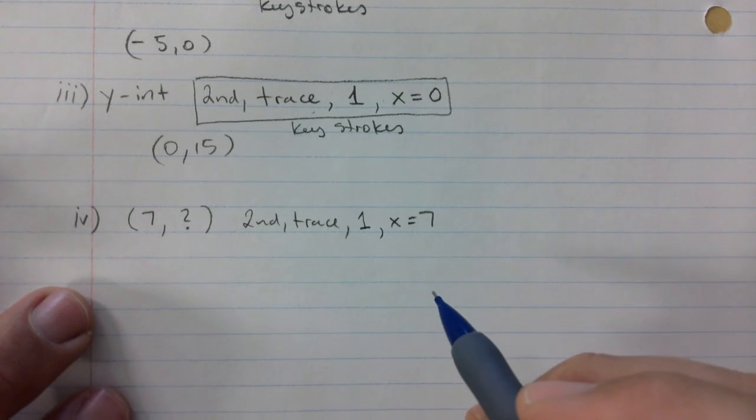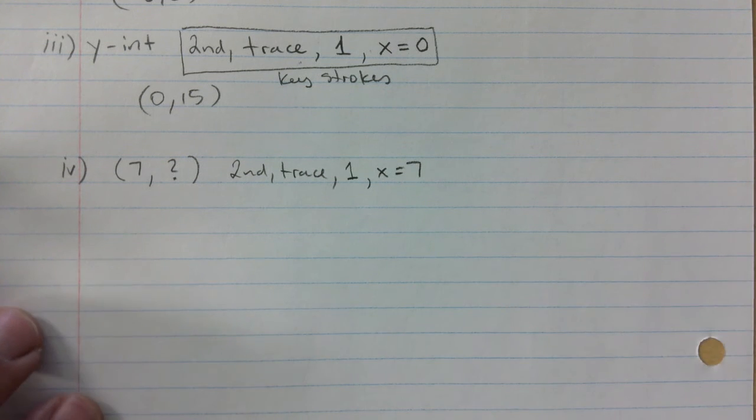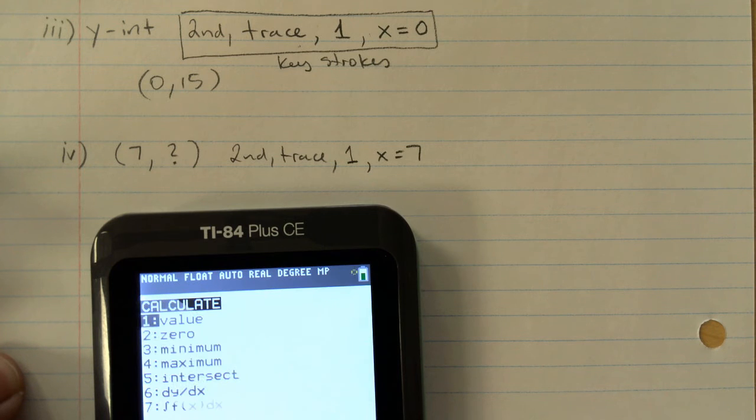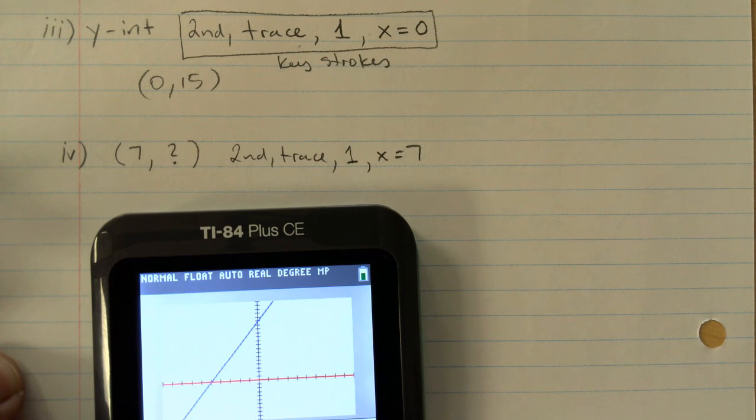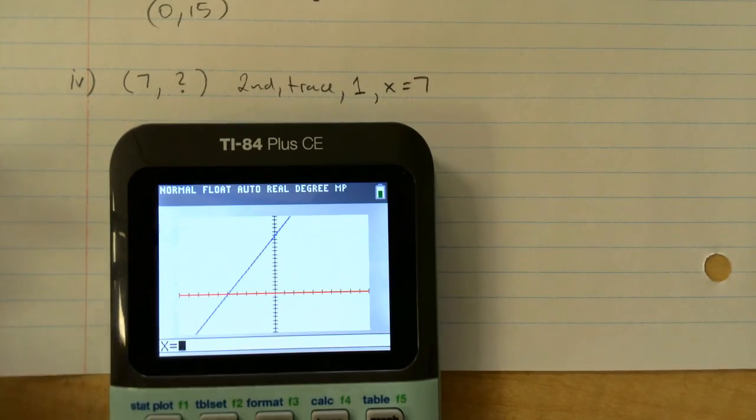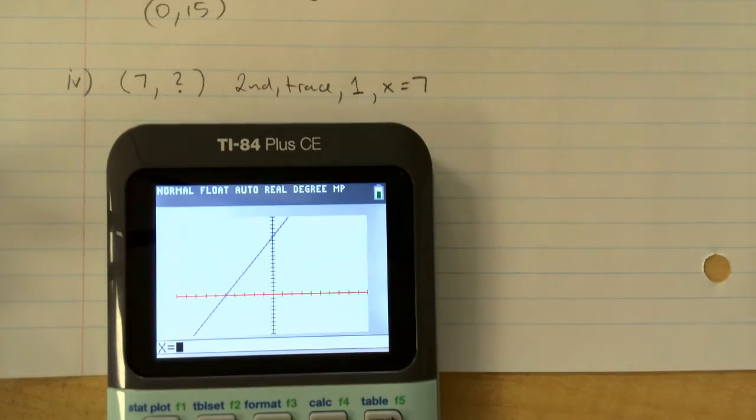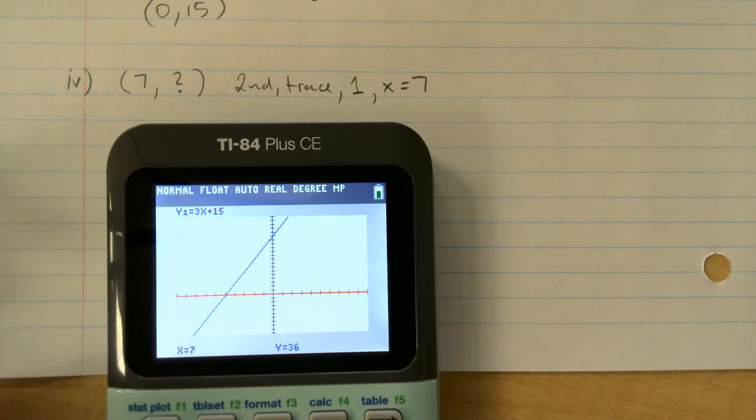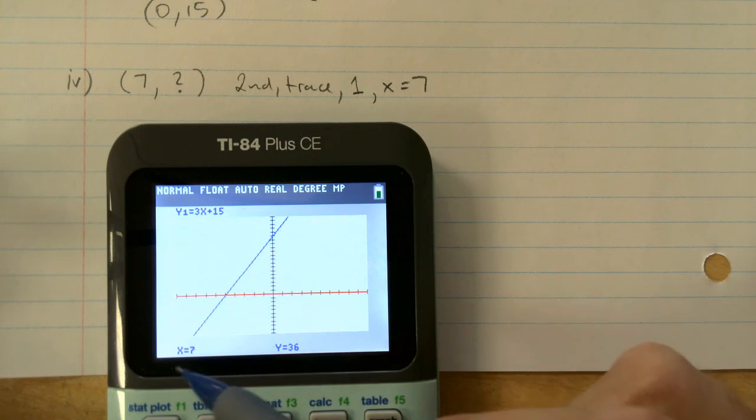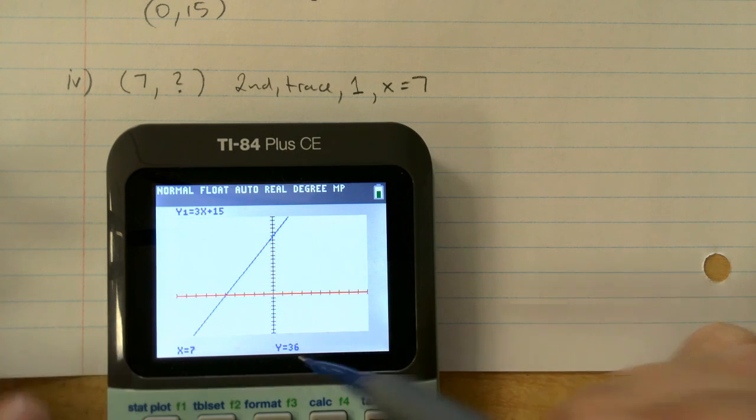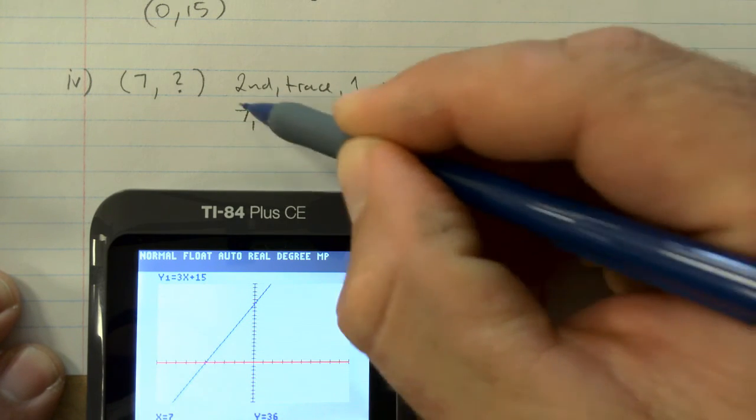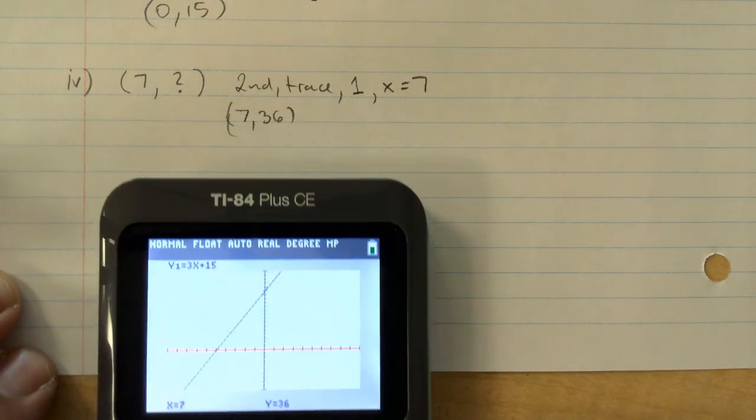Go ahead. So we go ahead and do that. Second, trace value. In this case, x is going to be equal to 7. Okay, so you press 7. Are we seeing the point on the graph? Nope. But we still got the coordinates, right? So you can write it down. 7, 36.